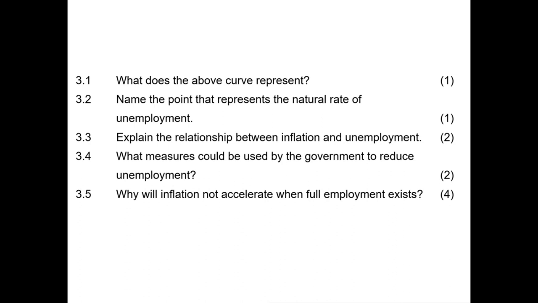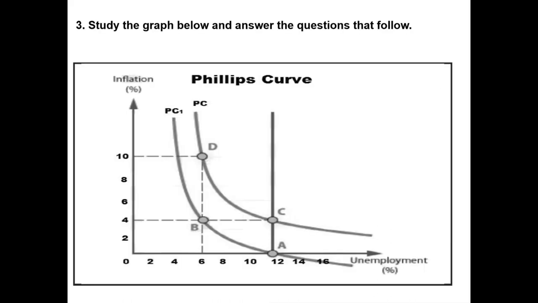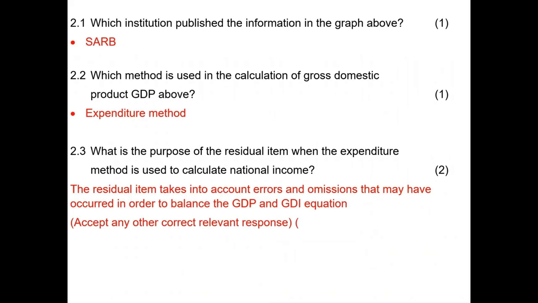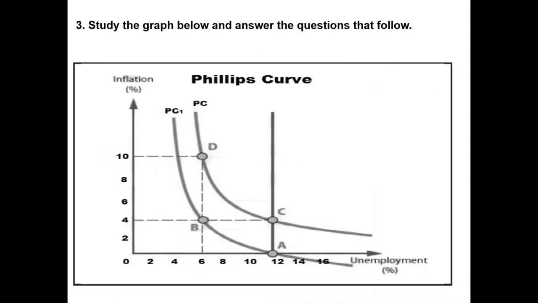3.2. Name the point that represents the natural rate of unemployment. So, Bahor High says 12% A. And Sinanjongo High says 12 as well. I'm assuming you say 12% for unemployment. So yes, I could see why you guys are saying 12%. But the answer we are looking for is point A. Name the point that represents the natural rate of unemployment. Yes, that is at point A. Or at 12%, but the point specifically was asked, we would say point A.